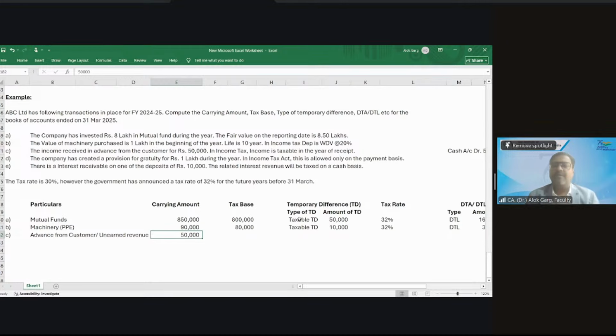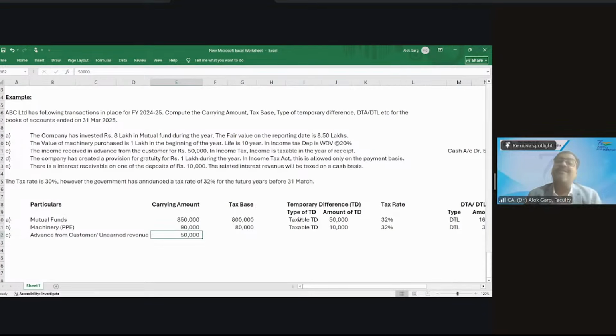Tax bill will be 0 because it has already been paid. Or let me ask you in a different manner. This advance has been received from the customer for 50,000 rupees during the year. And the company has satisfied the performance obligation also during the year. Tell me whether any amount will come into the balance sheet as an advance from customer or unearned revenue if the company had recognized the income. No, sir. No.